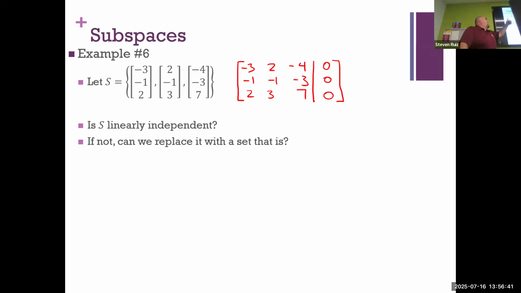If I'm able to get to the identity matrix on the left and 0, 0, 0 on the right, then basically what you found is there's one way to get the zero vector, and it's if I have none of these, none of these, none of these. And if that's the only way to make that happen, then I have linear independence. So how can I start working toward that?